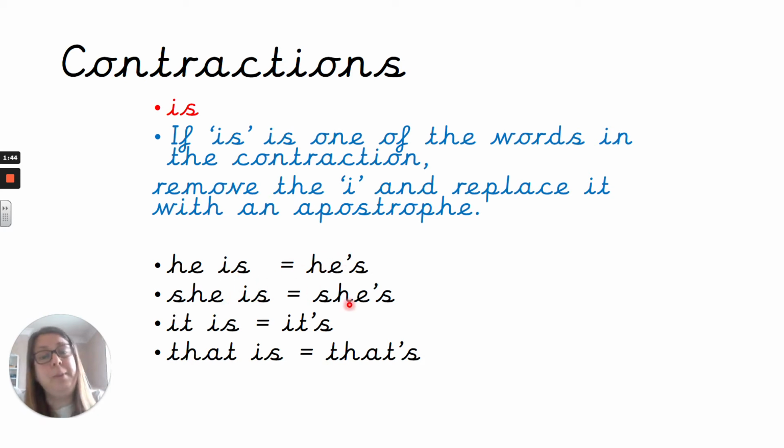She is would be she's. It is, it's. That is, that's. So can you see that if we're writing is, we don't write the I, we do the apostrophe instead. So it just saves you having to write he is, or she is, it is, that is. You can change it to a contraction word where we take out the I and replace it with an apostrophe. Have a go at writing these four words. He's, she's, it's, that's. Pause the video and have a go.